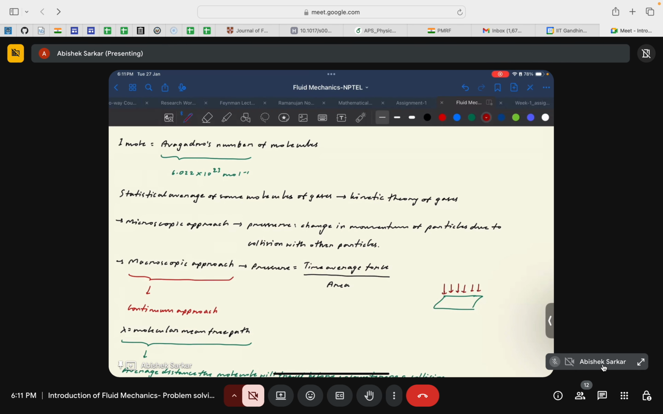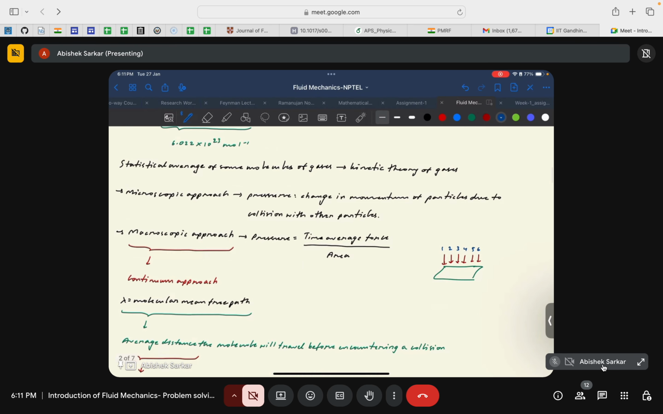Okay, so if we were to look from the microscopic approach, we look into the force imparted by each and every molecule, say 1, 2, 3, 4, 5, 6. We look upon the force imparted by these 6 molecules, for example, and see the net force that is being imparted by 6 molecules on the plate.